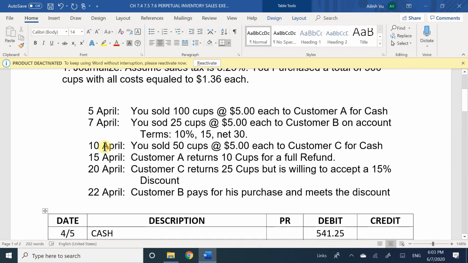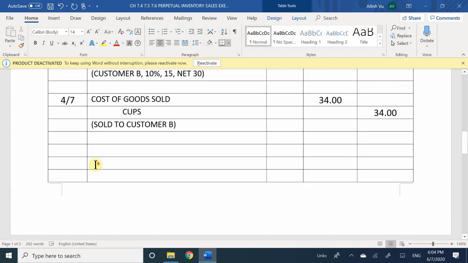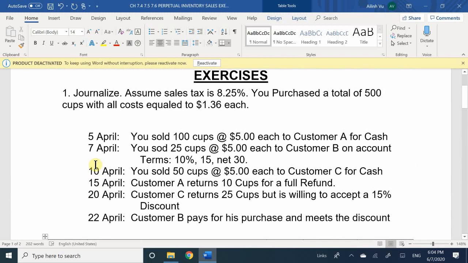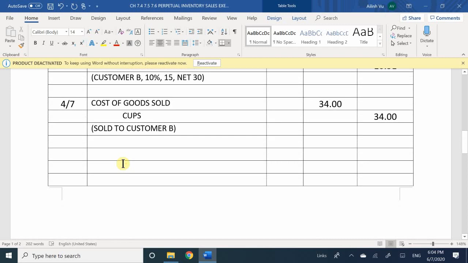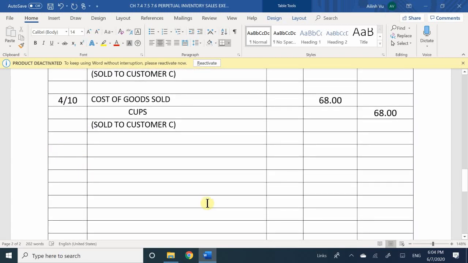All right, so next thing that we're going to recognize is on the 15th of April, customer A returns 10 cups for a full refund. So now we got to recognize this. First off, how did customer A pay us? They paid us with cash. Okay, so now we know we have to give them back cash. Since sales is fixed, we're going to create a contra account and name this sales returns and allowances.